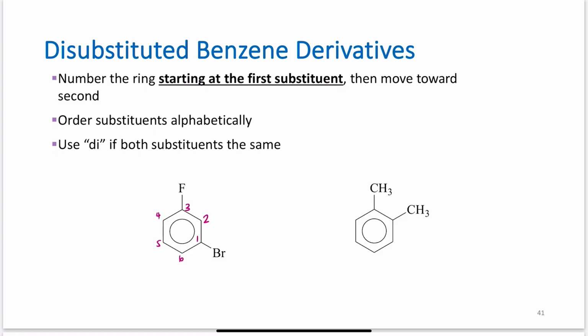How did I decide to count counterclockwise? Because I need fluorine to have the lowest possible number compared to the bromine. So I've got 3-fluoro, bromobenzene.